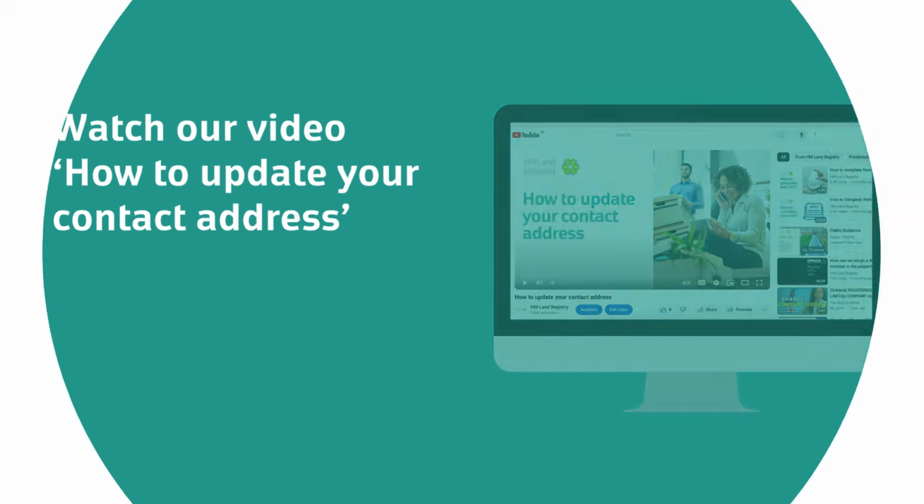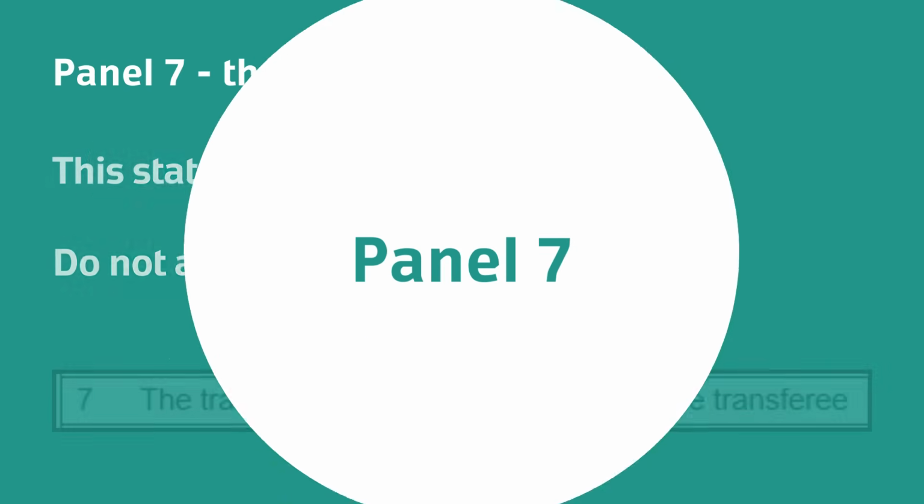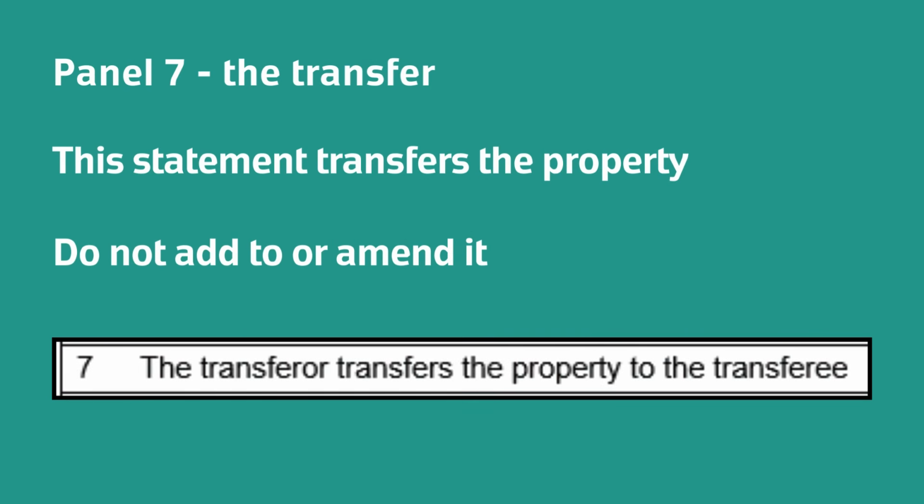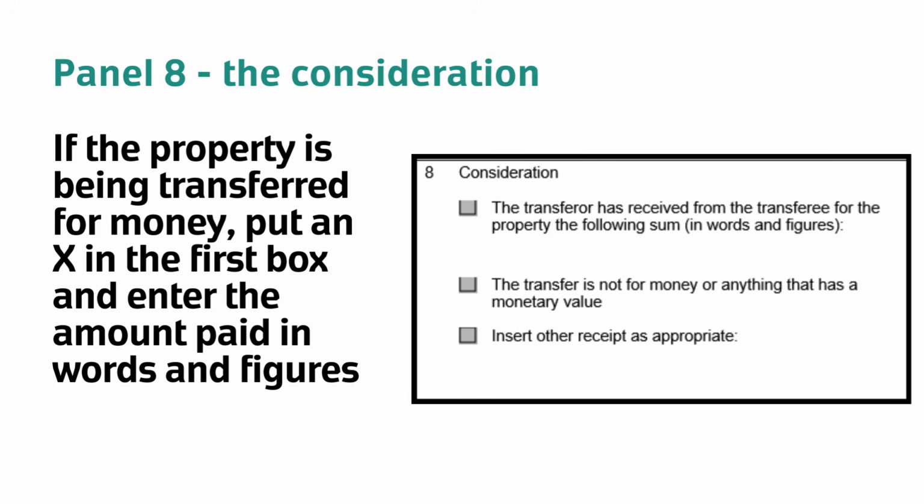Panel 7. The transfer. The statement in this panel actually transfers the property and is appropriate in all cases, so do not add to it or amend it. In Panel 8, state what the transferor has received in return for the property. This could be money or something else. We call this the consideration.